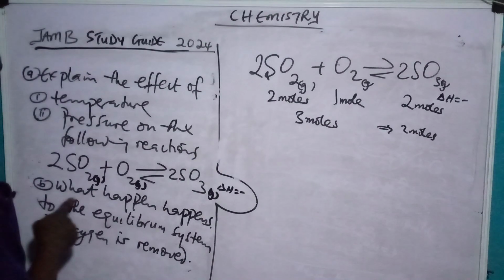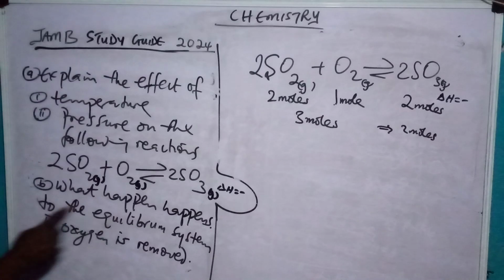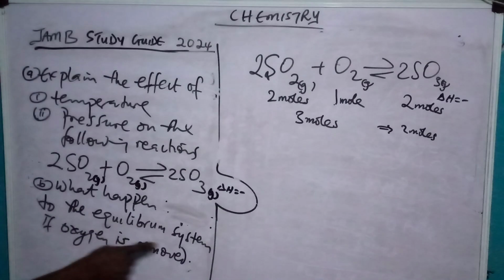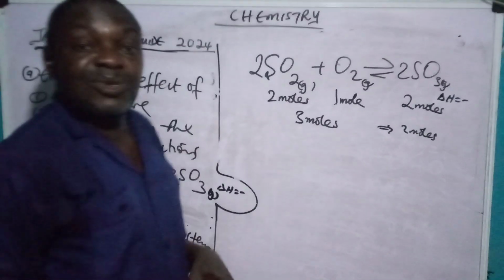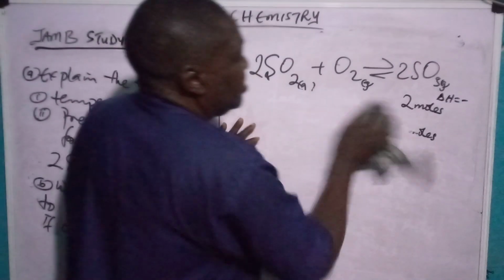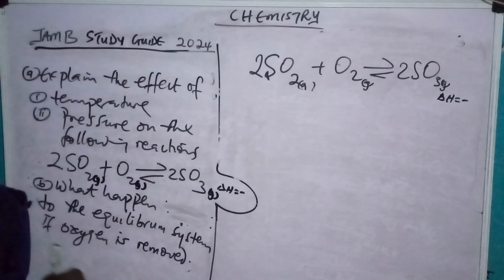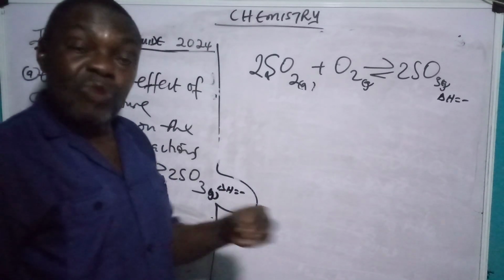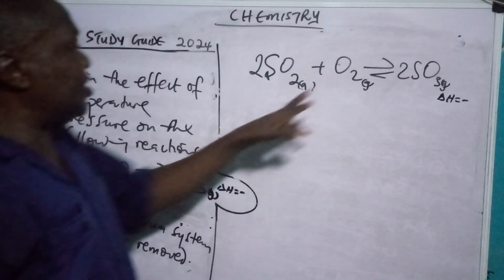Then the last question: what happens to the equilibrium system if oxygen is removed? This one is actually telling us about concentration. You see the way they twisted it. And in your textbooks, they will ask, what is the effect of concentration? In real JAMB, they don't have time for that. They want application. This is chemistry application. They say, what happens if oxygen is being removed?